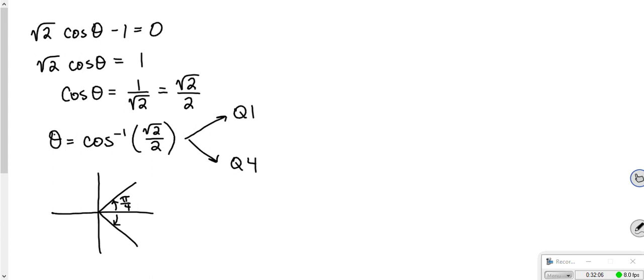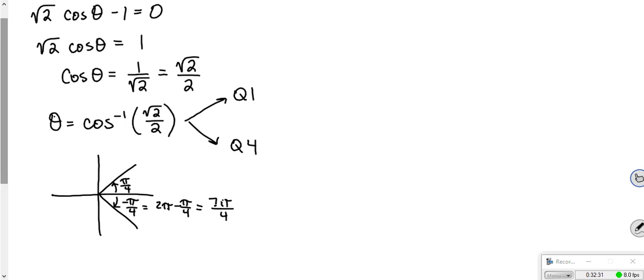Okay, this is like my negative pi over 4, which is 2 pi minus pi over 4. 2 pi is 8 pi over 4, so 8 pi over 4 minus 1 pi over 4 is 7 pi over 4. And if you look at your unit circles, same thing: pi over 4, 7 pi over 4.